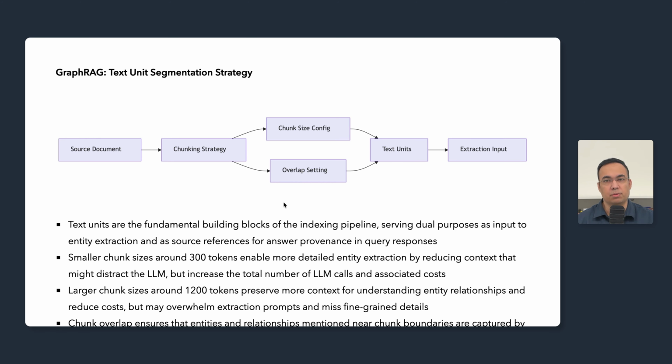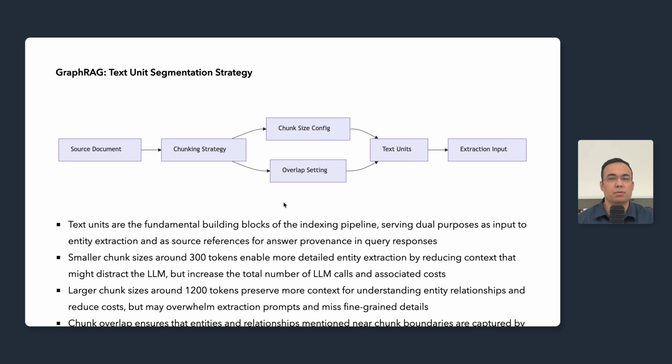They serve a dual purpose. First, text units are the input to entity extraction. The LLM processes each text unit independently to identify entities and relationships. Second, text units provide source references for your answer attribution. When GraphRAG generates an answer, it can cite the specific text units that contributed to that answer. The chunk size configuration involves a fundamental trade-off that you should understand.